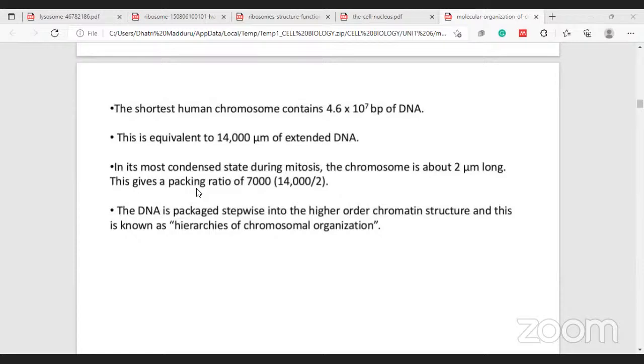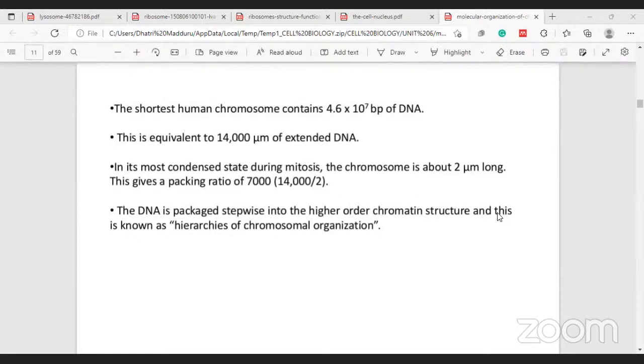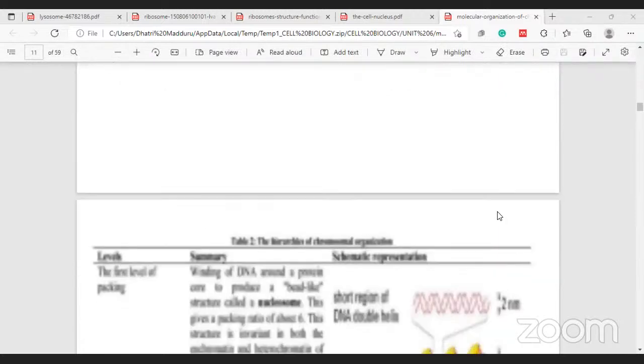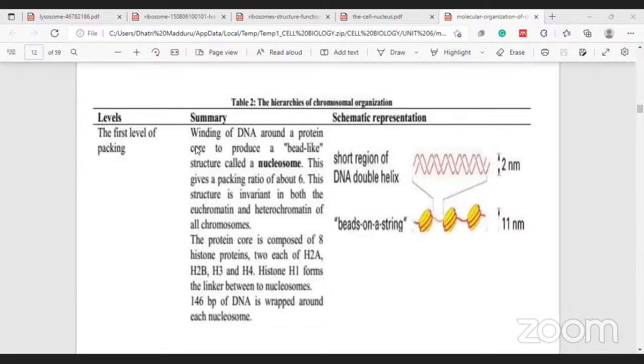Now this DNA is packed stepwise, and this order of chromatin structure is called the hierarchies of chromosomal organization. This is the first level of packaging, where the DNA wraps around a protein, histone, to form a bead-like structure called a nucleosome.